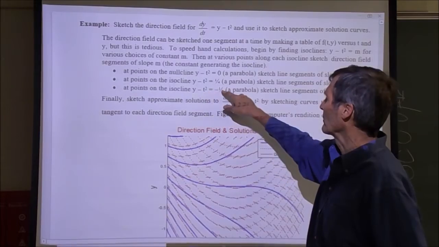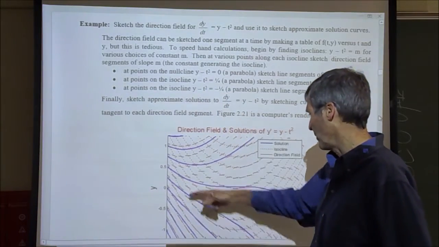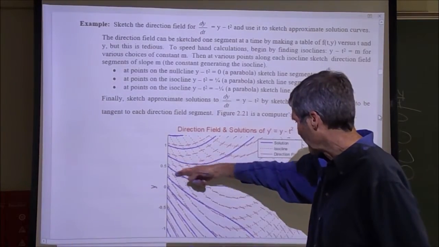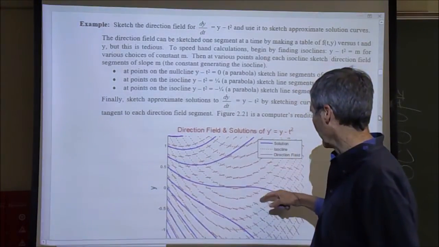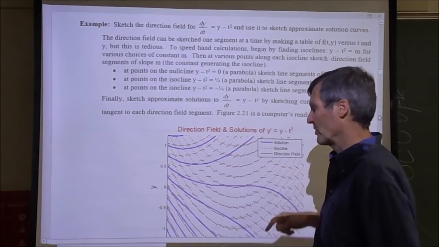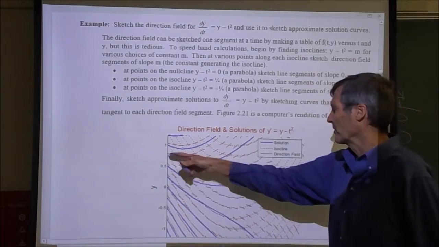Y minus t squared equals minus a fourth. So I draw that parabola, y equals t squared minus a fourth. On this one, every line segment I draw in there has slope minus a fourth. Now you can fill up the plane with a lot of those. And then these are the solution curves.